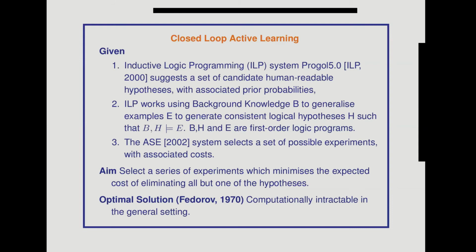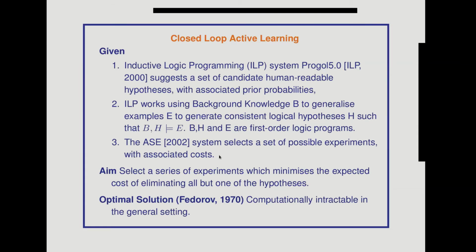It uses these to generalize examples, which in the case of the robot scientists represent the outcomes of experiments, to generate consistent logical hypotheses. So there's a certain amount of theorem proving that goes on to check the consistency of the background knowledge, hypotheses, and examples, with the requirement that the background knowledge and hypotheses should entail the outcome in the examples, where these are all first order logic programs. Noise is dealt with automatically using noise filtering in Progol 5.0.